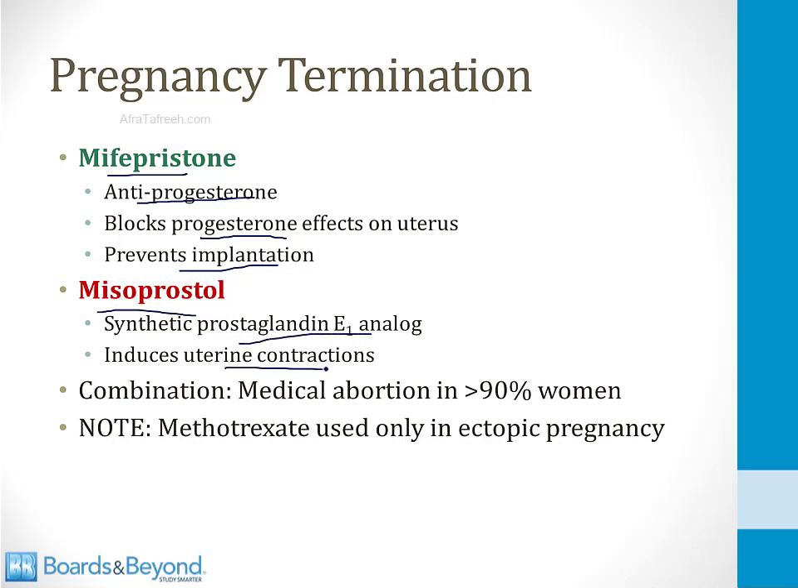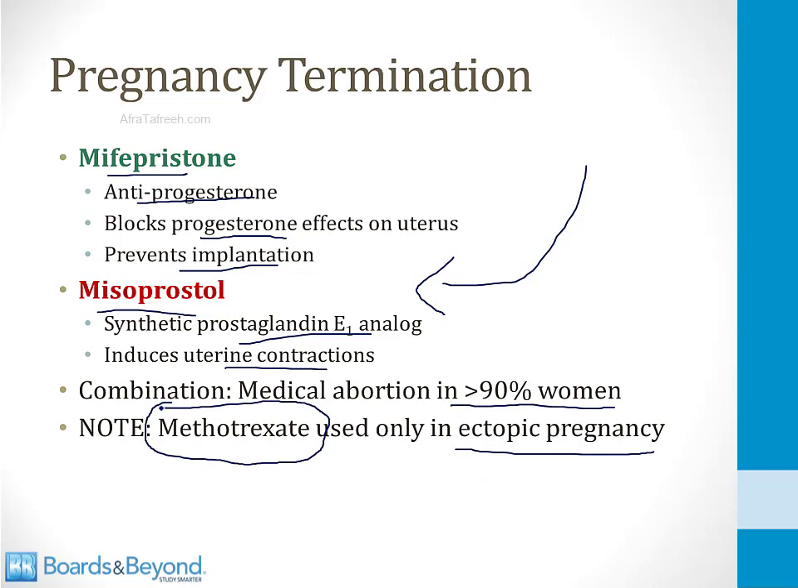This induces uterine contractions. And if you use these 2 drugs together, medical abortion occurs in greater than 90% of women. Now, just a side note here, these 2 drugs are not used in ectopic pregnancy, and don't get this wrong on a board question. In ectopic pregnancy, the pregnancy occurs outside of the uterus, so these 2 drugs which target the uterus are not helpful. Instead, in ectopic pregnancy, methotrexate is used, and I talk about ectopic pregnancy in another video.